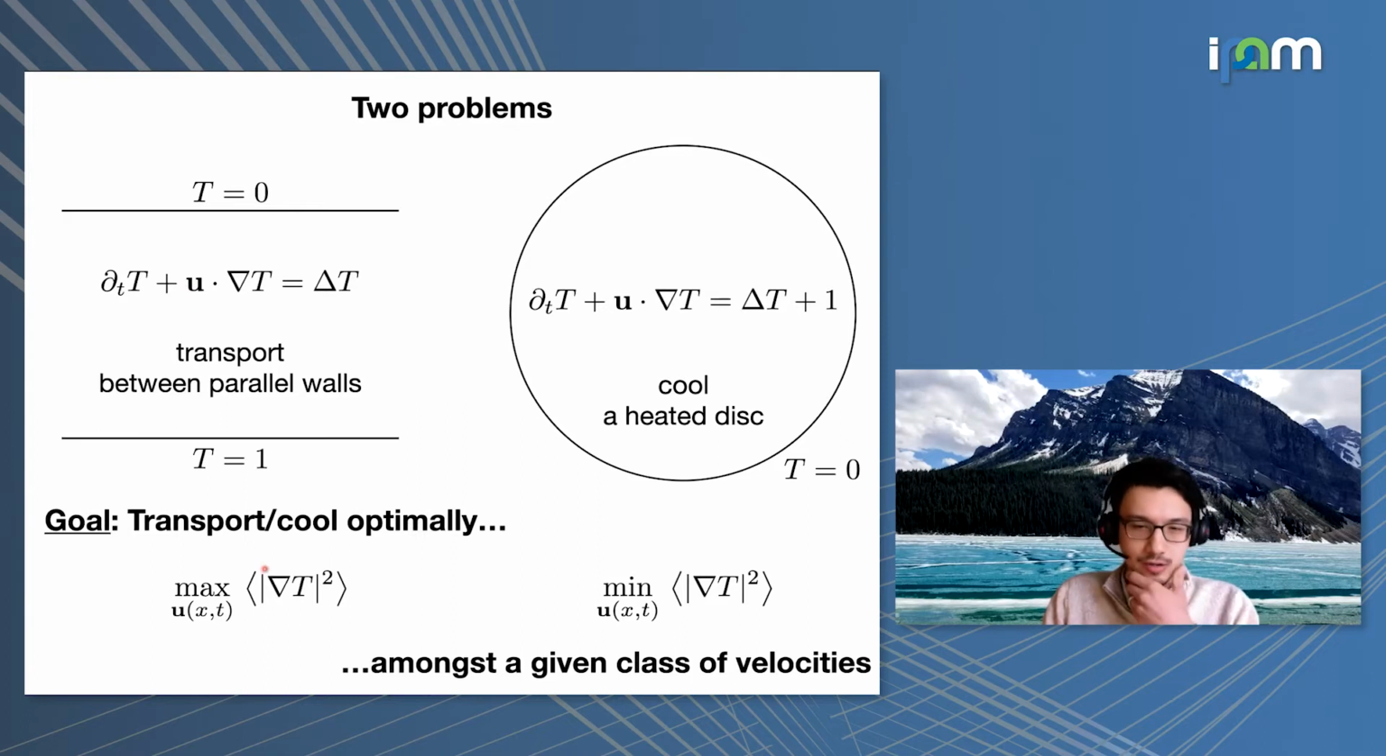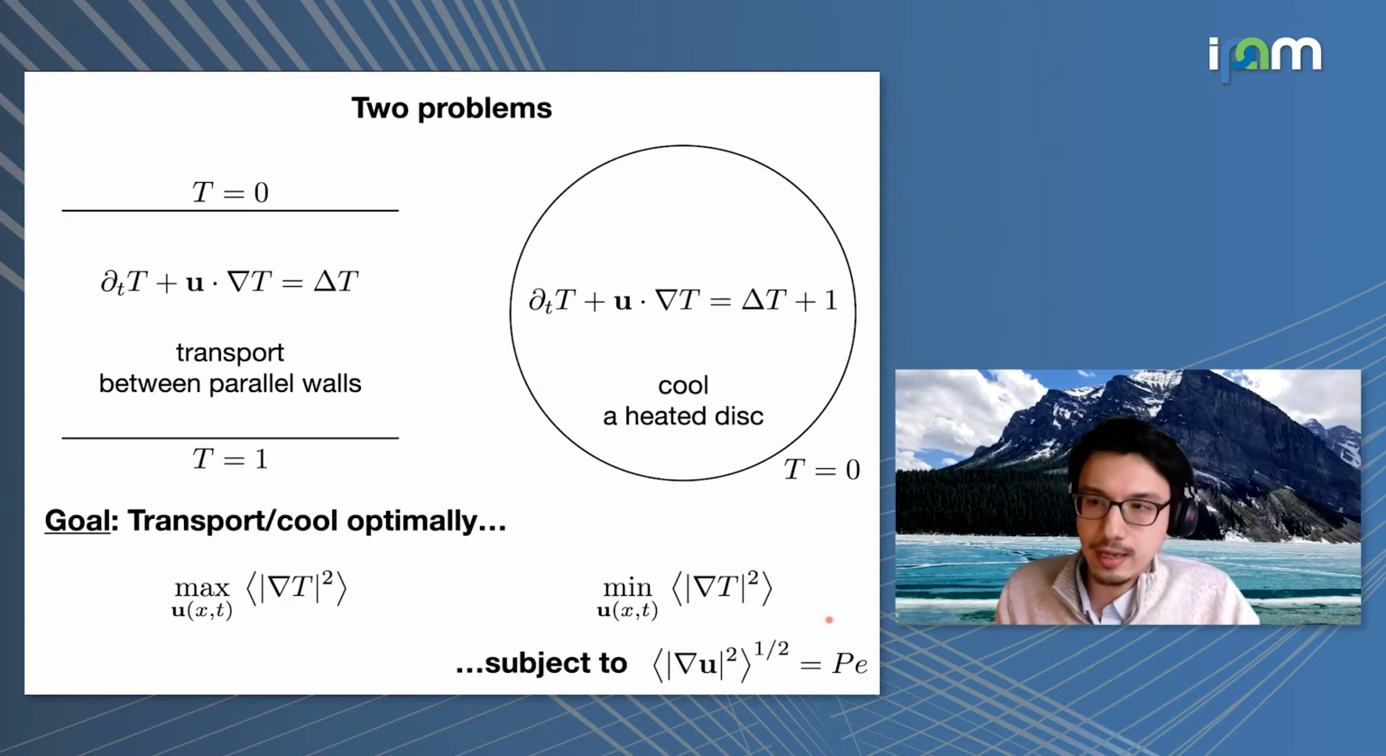Okay, so in either case, I'm going to try to optimize this. And now I need to spend a little bit of time fixing the class of velocities, because if I allow you to move the fluid as quickly as you want, then of course you can drive this down to zero by taking a sequence of ever increasing intensity velocity fields, or you can drive this up to plus infinity. So I need to put some kind of constraint on the velocity fields, otherwise the problem's not well posed. And so I'm going to use the following entropy constraint.